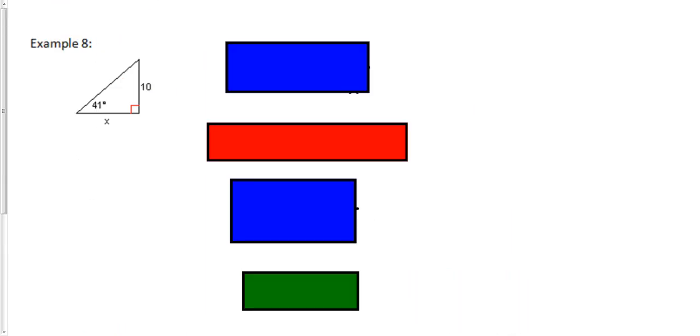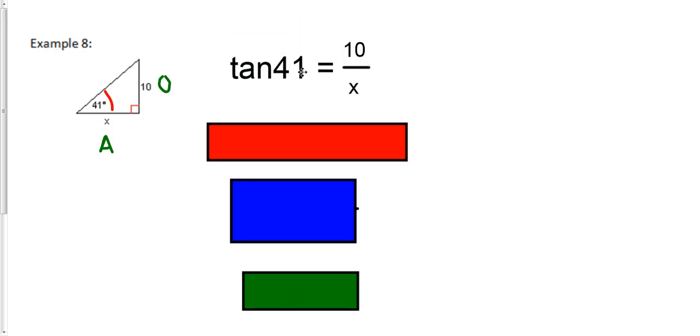Example 8. Again, we've got an angle. Across from the angle is our side 10. Since it's across, we call it our opposite. And then we have the side right next to it, x. That would be our adjacent. So what trig function uses adjacent and opposite? That would be tangent. So the tangent of 41 degrees, TOA, is opposite over adjacent, 10 over x.